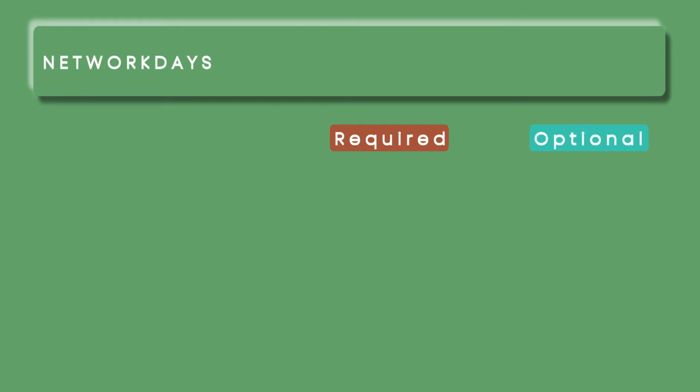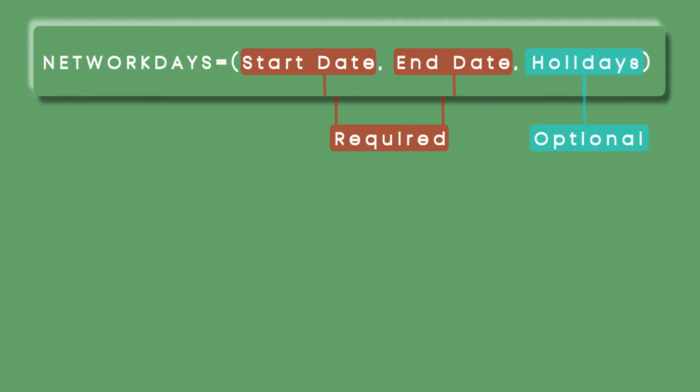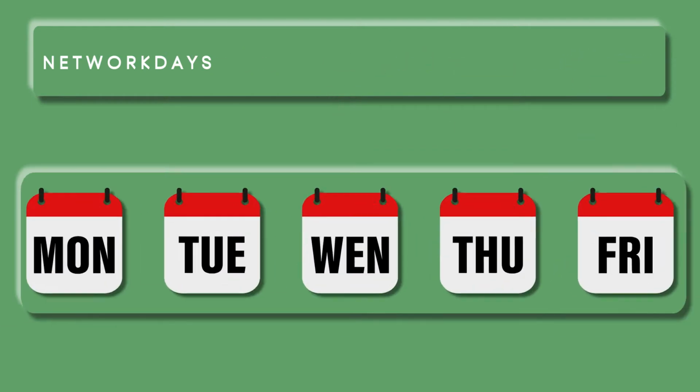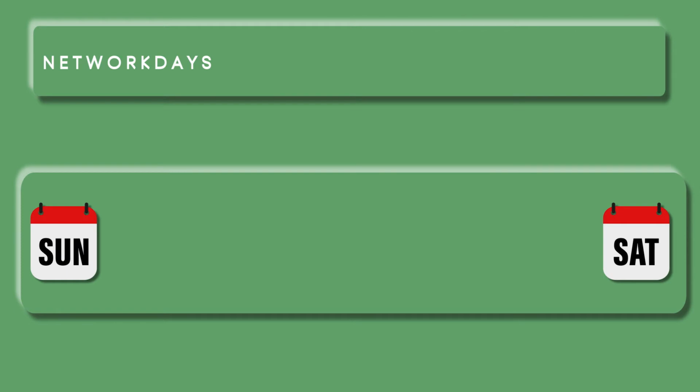If we are calculating work days between two dates, first of all we need to identify those dates. In this function we call them start and end dates. These will be our required arguments. The third argument, which is optional, is the holidays, that is, the days which are not to be considered as working days other than weekends. Networkdays considers Saturdays and Sundays as weekends.